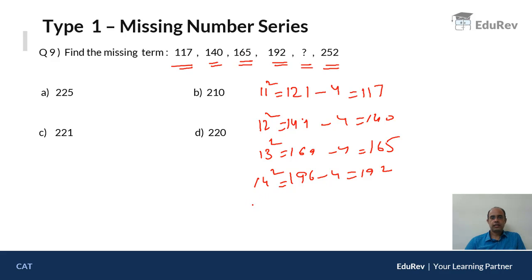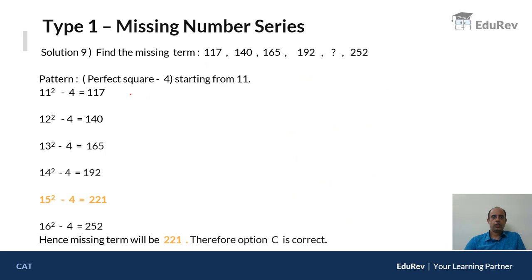Therefore, the next term should be 15 square minus 4. 15 square is 225. 225 minus 4 is 221. Hence, 221 is the missing term. Fine, guys. Now, this series was perfect square minus 4 starting from 11. 11 square minus 4, 12 square minus 4, 13 square minus 4, 14 square minus 4, and 15 square minus 4, which is 221, which is option C.